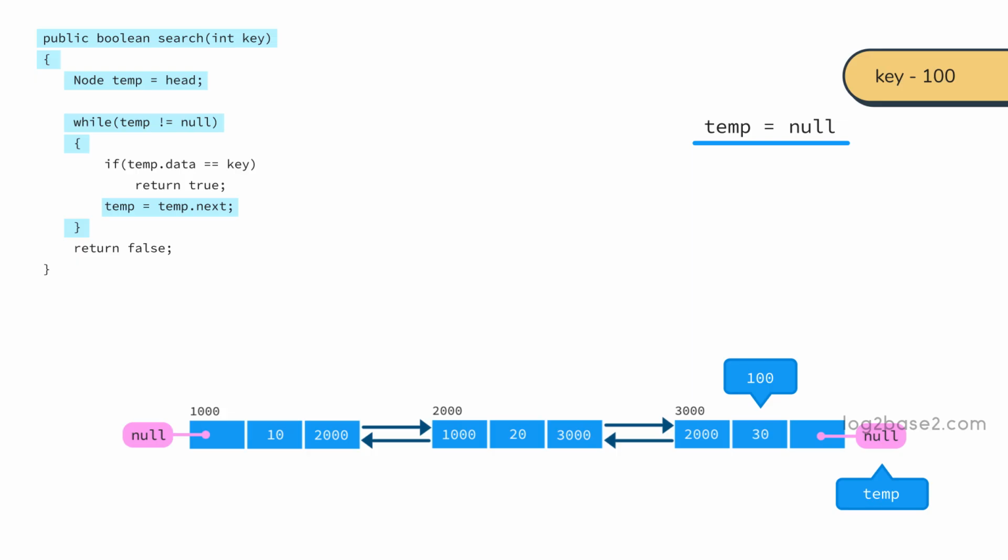So in the next iteration, when we check the while condition, we have temp equal to null. So the condition fails and control will come out of the while loop and return false as the key is not found. So that's it. This is how we can search a node in a doubly linked list.